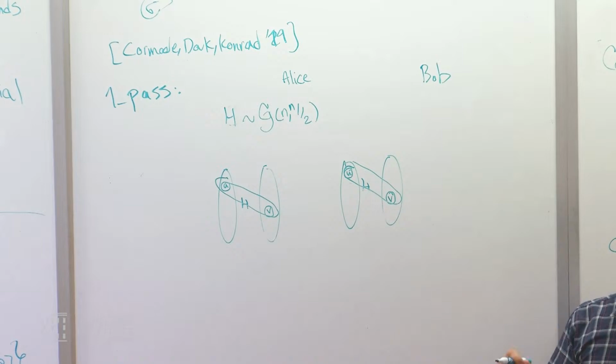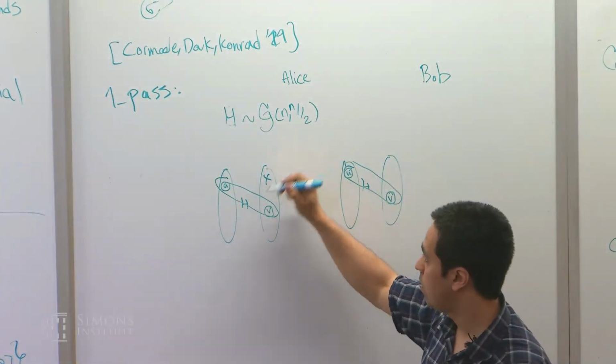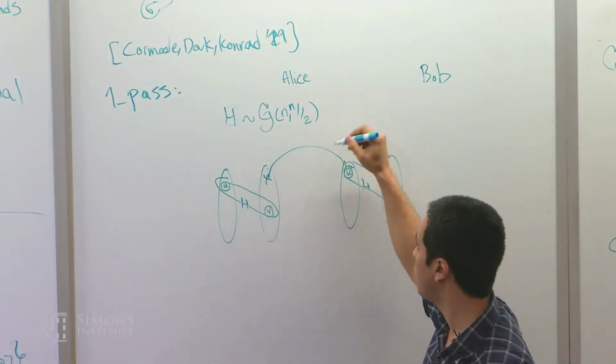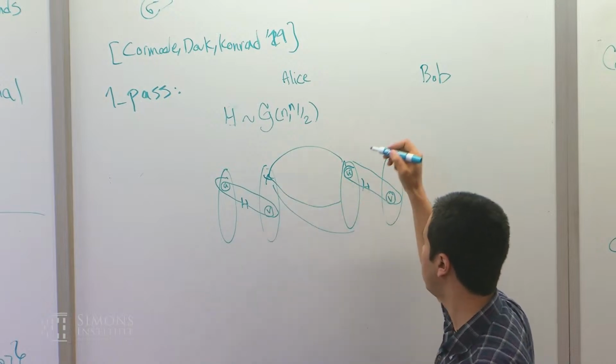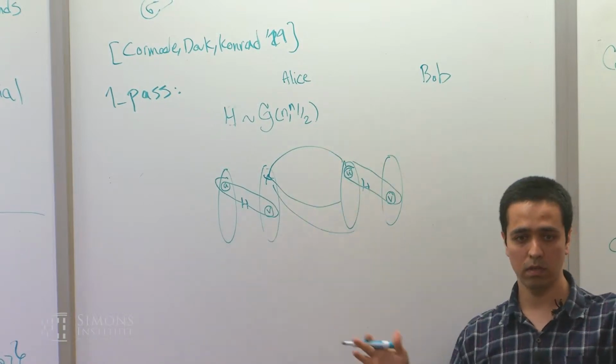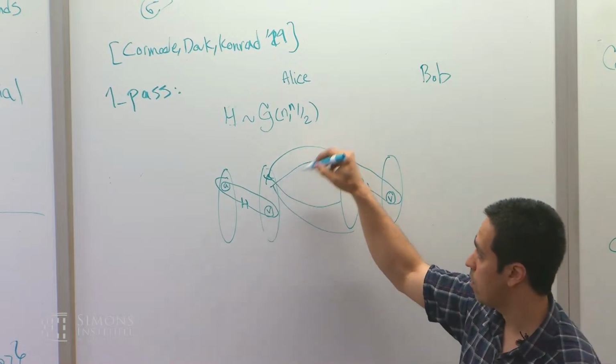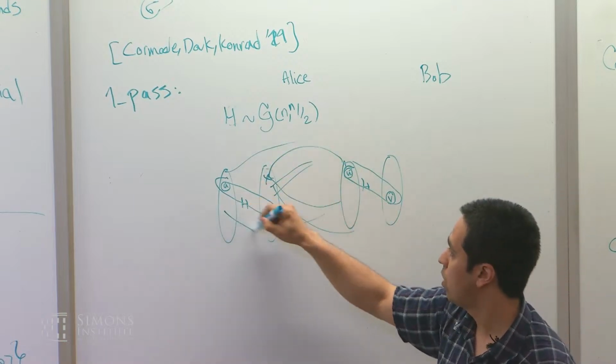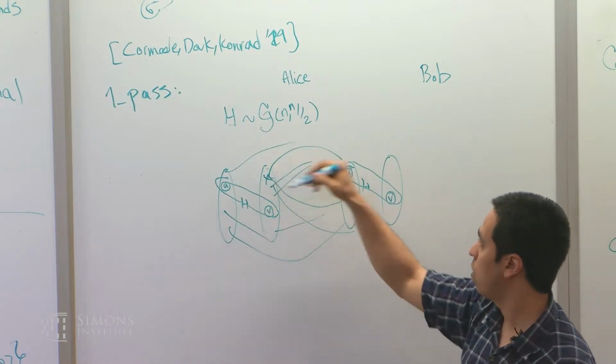Bob is going to get the following input. For every other vertex, connect it to the other side, to all other vertices other than U and V. Make this almost clique-based. Connect all these extra vertices to the other side. Just do not touch U and V.